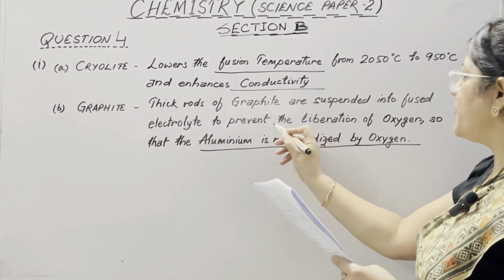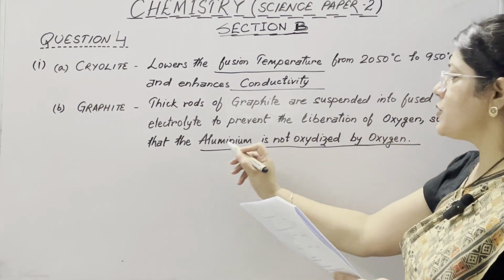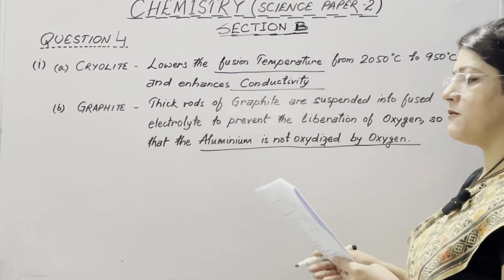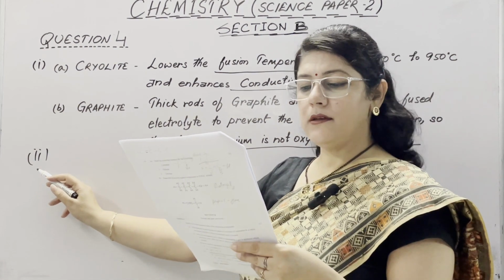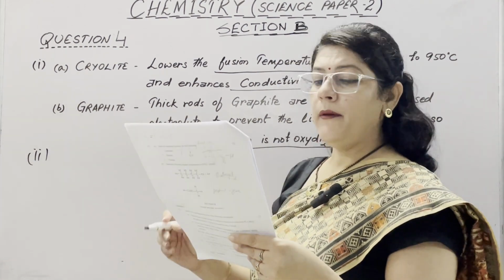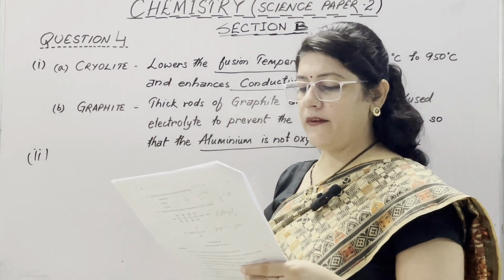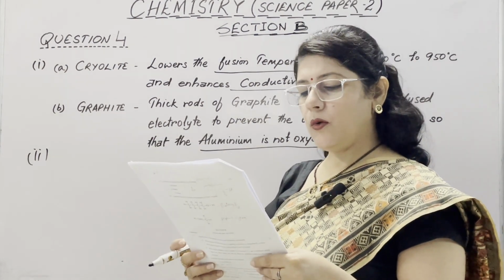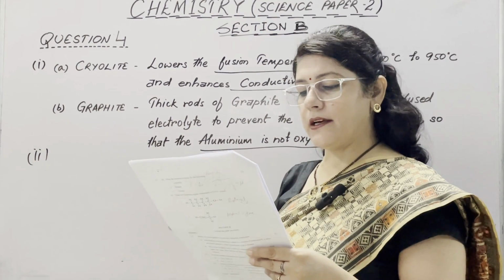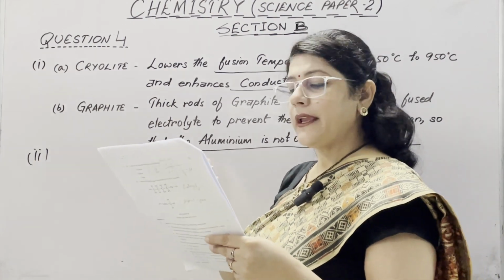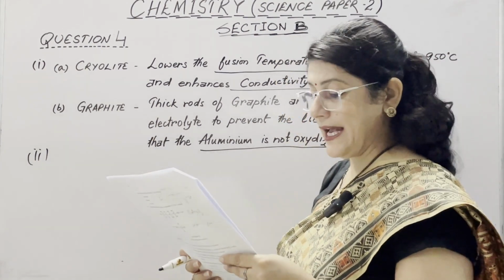It means to prevent the liberation of oxygen so that aluminium is not oxidized by oxygen. In the second part, calculate: a gas cylinder is filled with hydrogen and it holds 5 gram of gas. The same cylinder holds 85 gram of gas X under the same temperature and pressure. Calculate the vapor density of gas X.